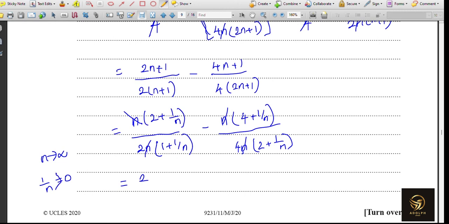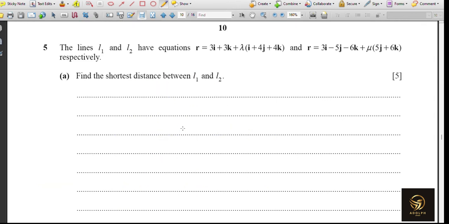So 2 divided by 2 I will be having for the first term, and here minus, in the numerator 4 and in the denominator I will be getting 8. So 2 by 2 minus 4 by 8, if you simplify them you will be getting 1 by 2 as the answer, and that's what we needed.